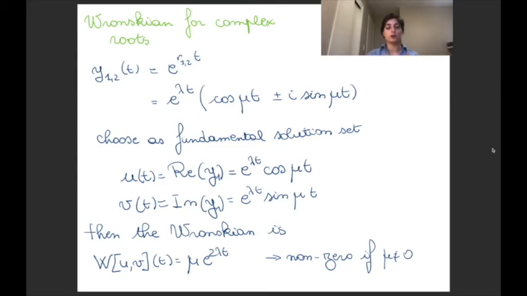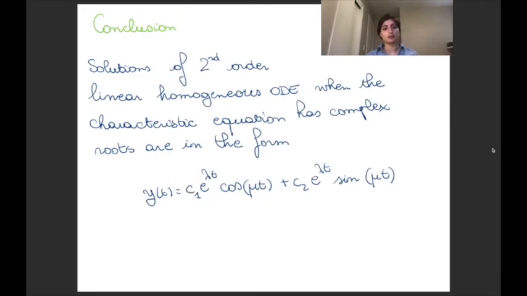The Wronskian becomes mu times exponential of 2 lambda t. And it is non-zero for every choice of time if mu is different than 0. But mu is different than 0 because otherwise we wouldn't have complex values. So the Wronskian is different than 0 all the time. As a conclusion, if you're looking at solutions for second-order linear homogeneous ODEs, then when the characteristic equation has complex roots, the solutions are in the form C1 exponential of lambda t cos mu t plus C2 exponential of lambda t sine mu t.